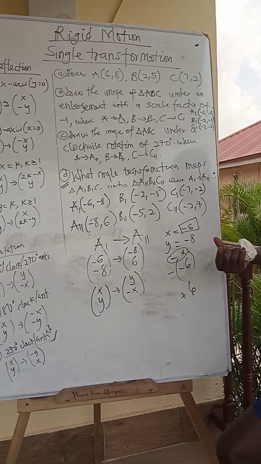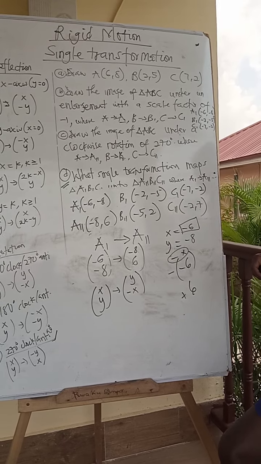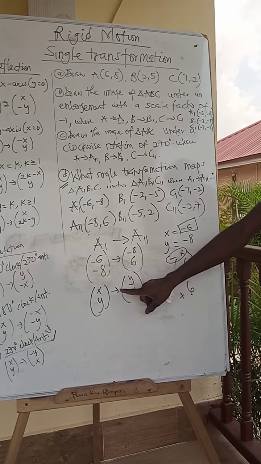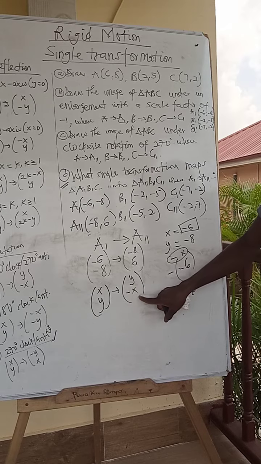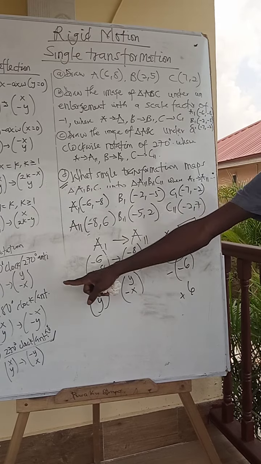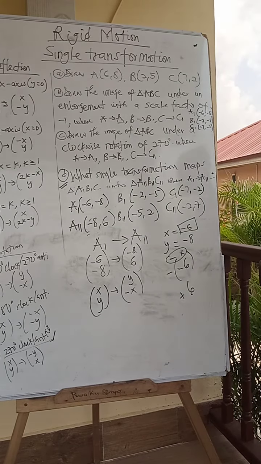We will do this for this one. Then you try the B and see if you understand. So here, take this one. XY maps to Y, negative X. Compare with the formulas. Which one is having Y, negative X?